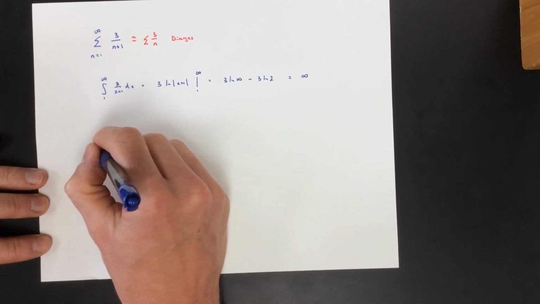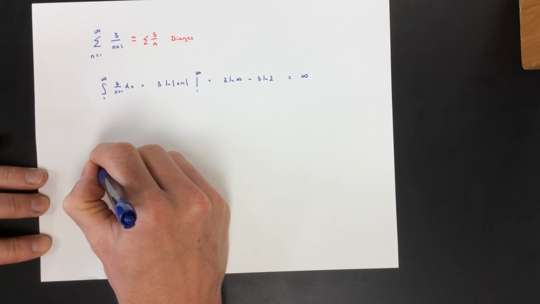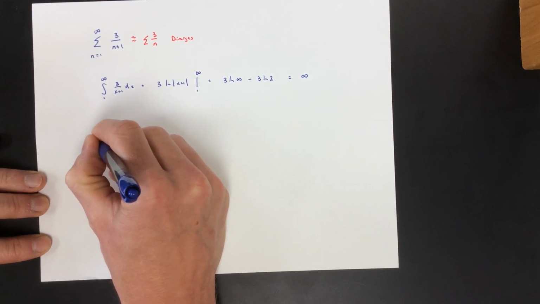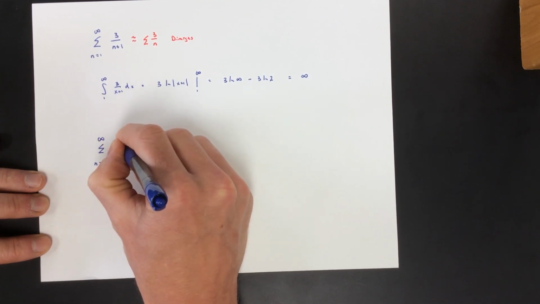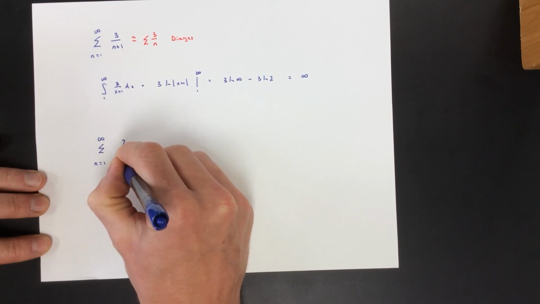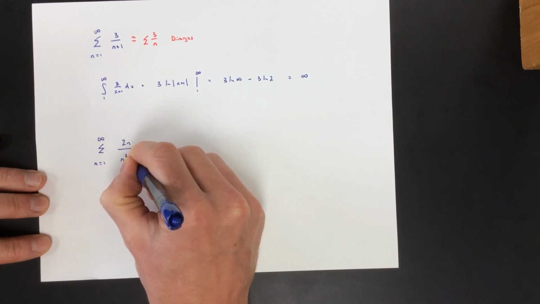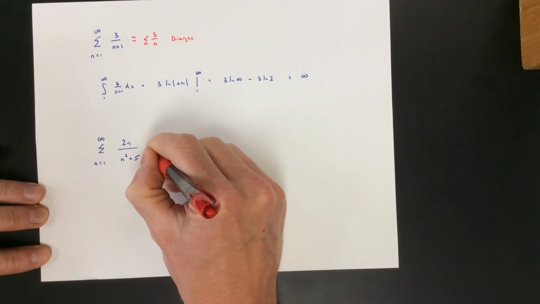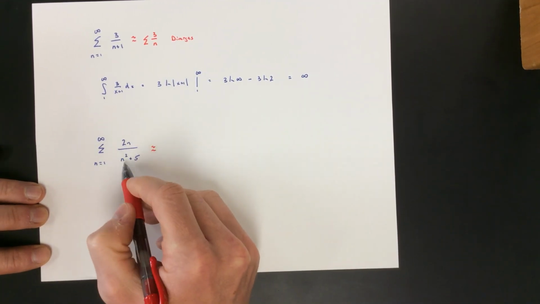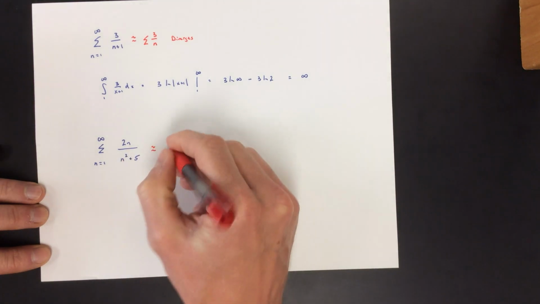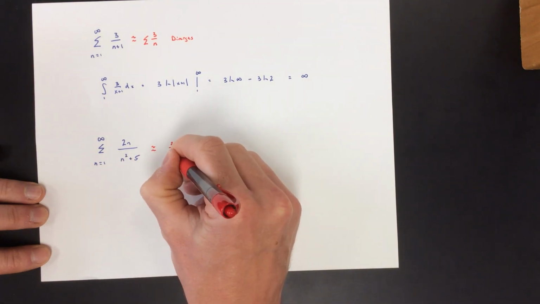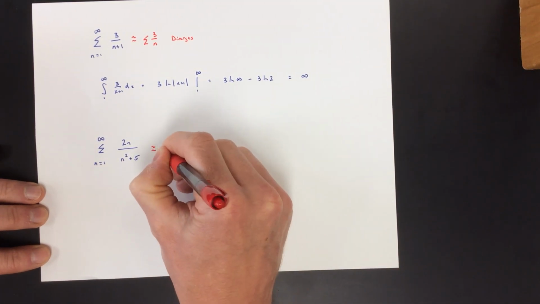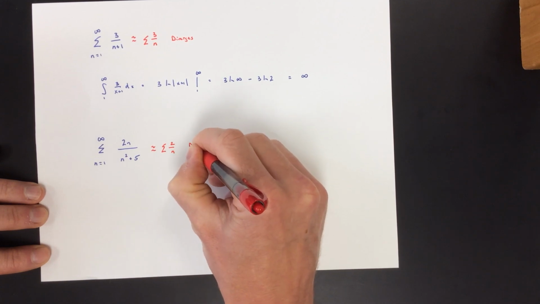We could do something. What if we did something like 2 to the n over n squared plus 5, something like that. And again, for me, I'm going to say, you know what? That's a 2n over an n squared. That's pretty much 2 over n. And if that's 2 over n, then I know this thing diverges.